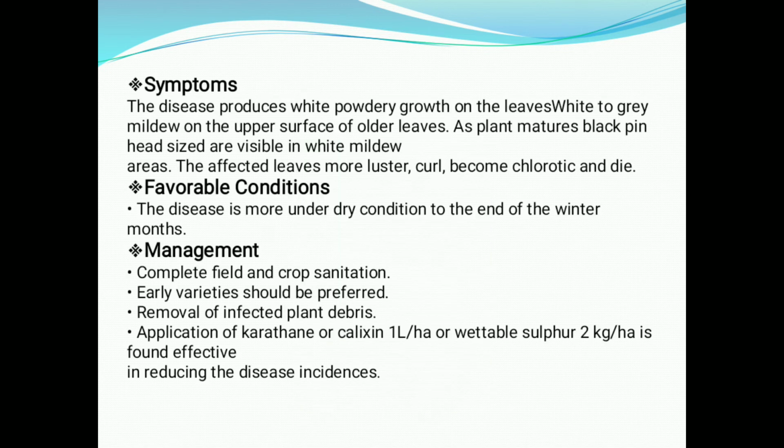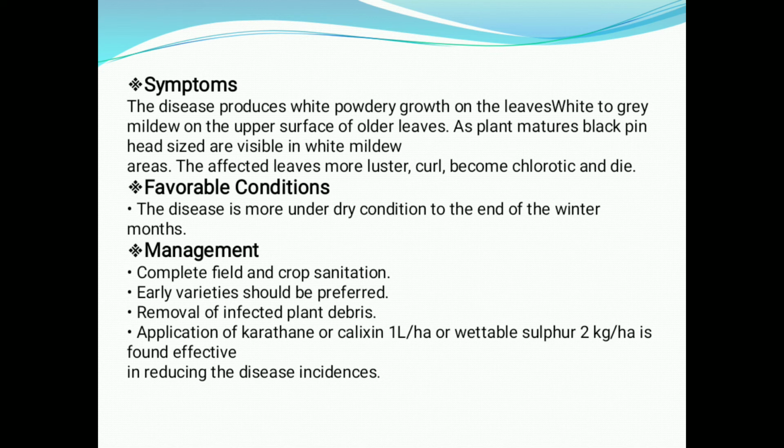The last, fifth disease, is powdery mildew, which is caused by Erysiphe cichoracearum. Symptoms: the disease produces white powdery growth on the leaves, white to grey mildew on the lower surface and upper surface of the older leaves. As the plant matures, black pinhead size structures are visible on the white mildew areas. The affected leaves curl, become chlorotic and die.